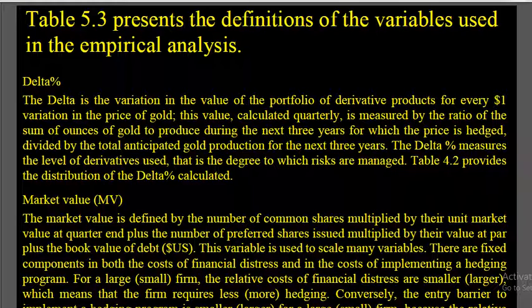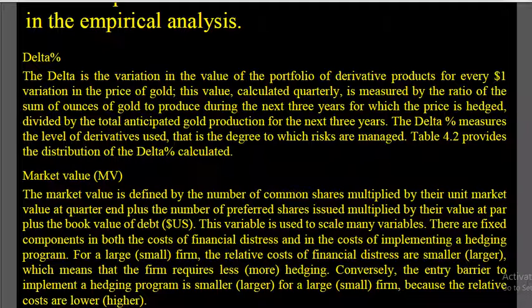Delta is the variation in the value of the portfolio of derivative products for every $1 variation in the price of gold. The delta is the difference between one measure and the other, the variation in the value of the portfolio of derivative products for every $1 variation in the price of gold, because the underlying asset is gold, the price of gold.